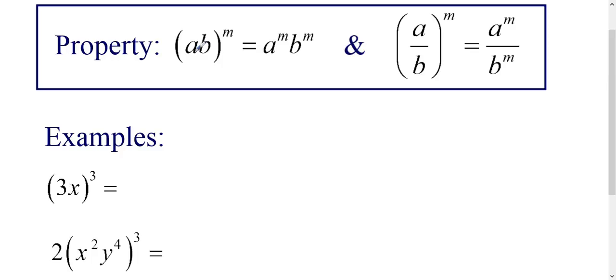If there's an entire expression to an exponent, every variable, every piece of that expression inside gets the exponent. So it's kind of like distributing exponents. Distribute the m to each piece, each variable.